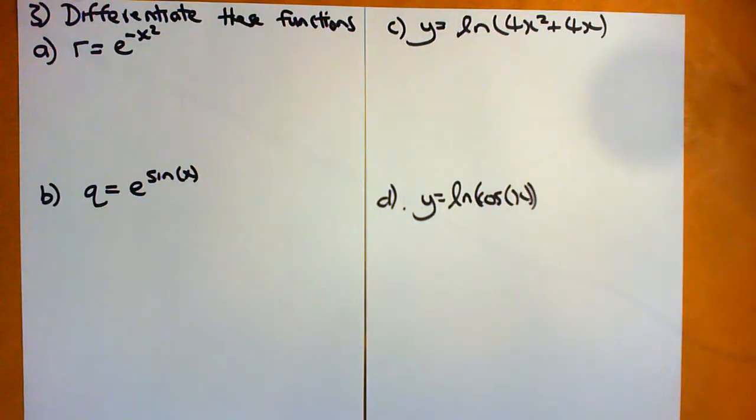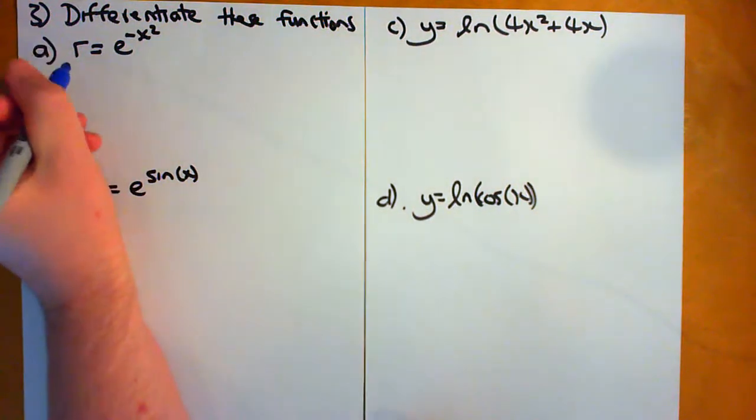Hello viewers, tutorial 9 question 3, and we're differentiating 4 functions, 2 exponentials and 2 log functions. So we notice that with a, the power of the exponential itself is a function, so we've got a function inside another function. That's a job for the chain rule.